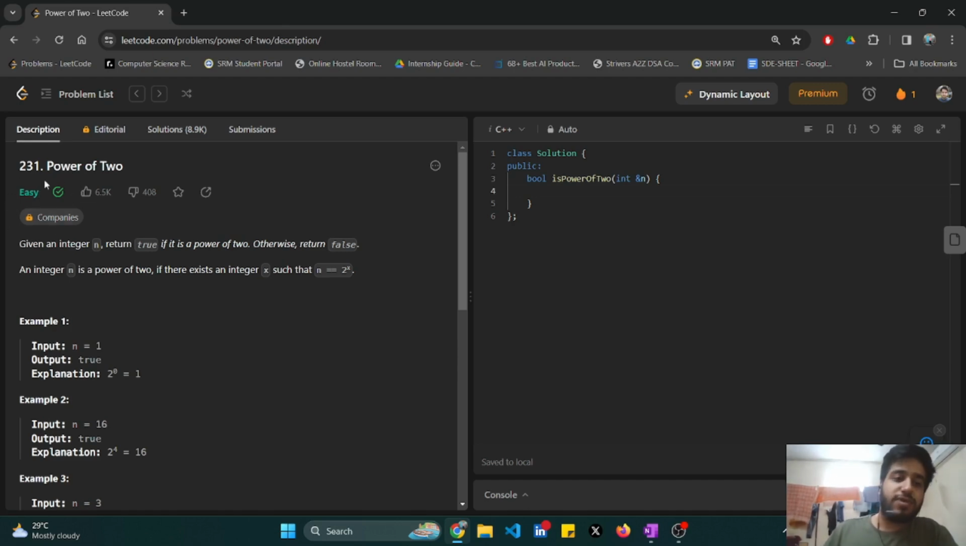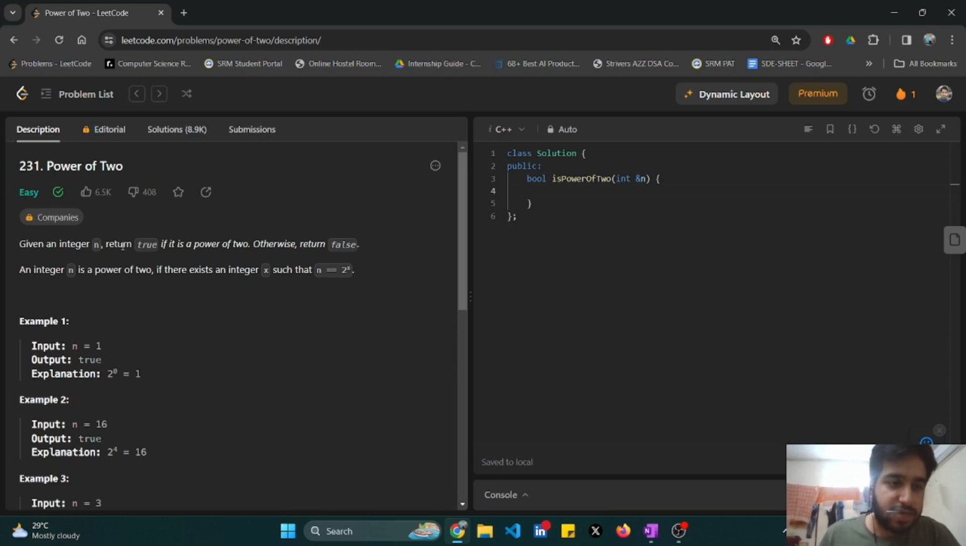LeetCode can label anything, but whether it is easy or not will be determined by your strength, by the number of questions you have practiced. So let us first start by reading the problem statement. It says: given an integer n, return true if it is a power of 2, otherwise return false. So it is just a simple question.